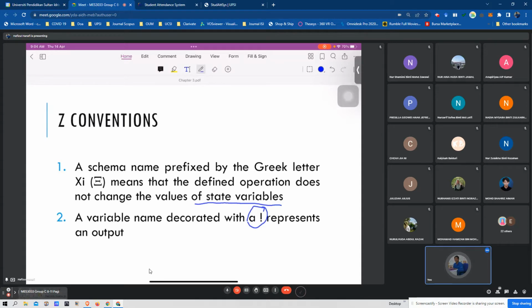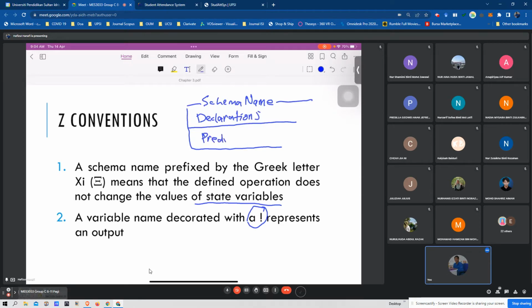Okay. For the Z schema in a vertical form, normally we use the schema name, normally we use this block, and then we have a declaration here, and then we have the predicate.